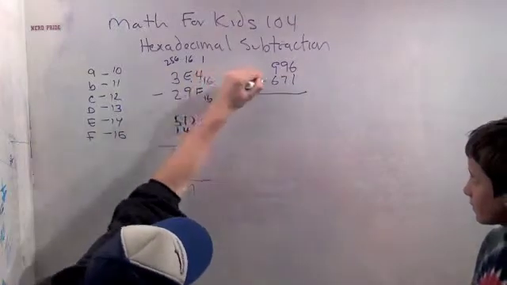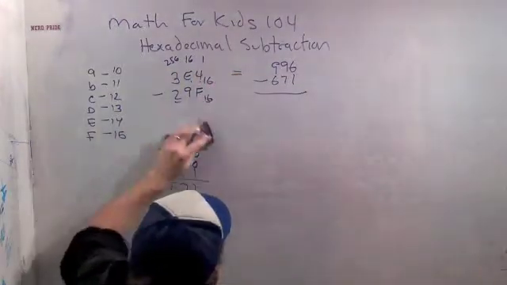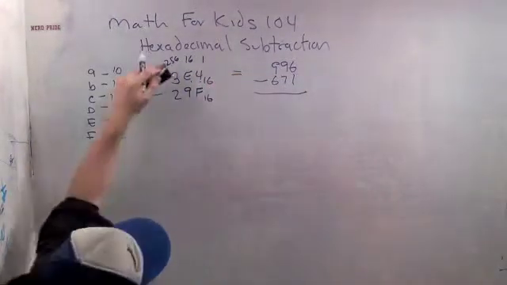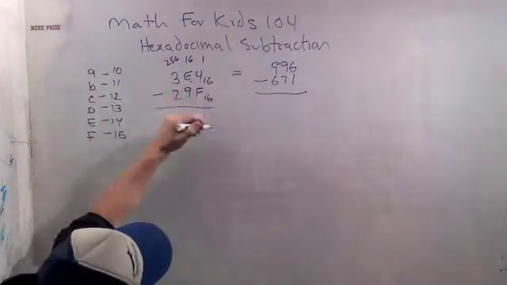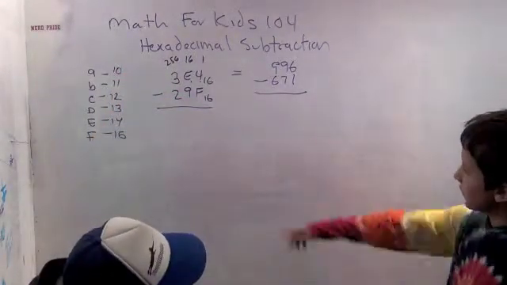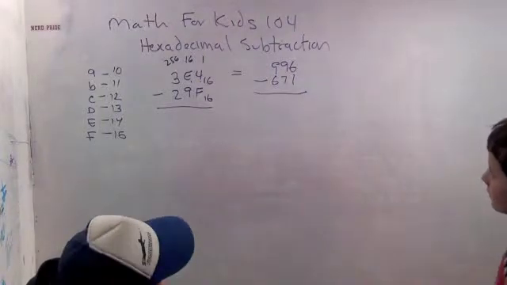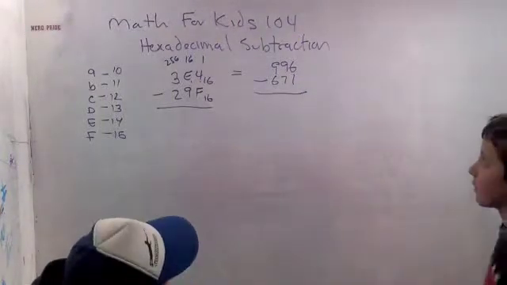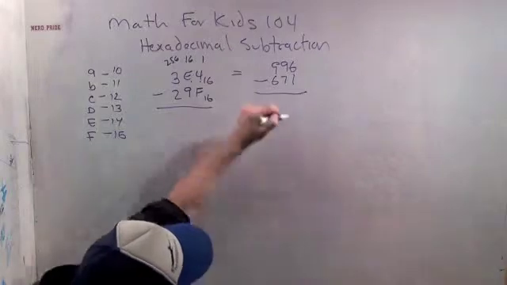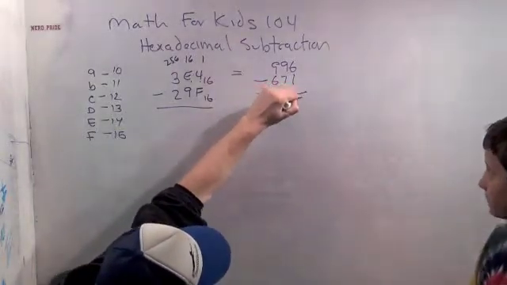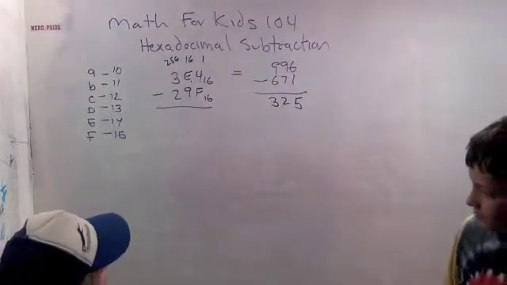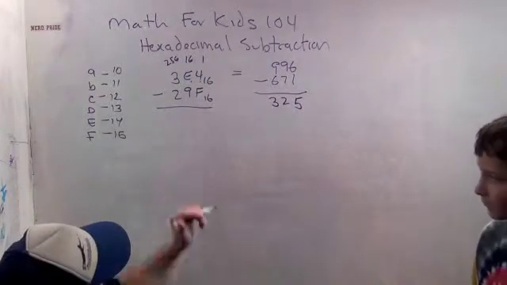Okay, so if we're going to subtract these numbers, we better get a hexadecimal number that equals what? That equals this subtracted, which is 325. Okay, so we're hoping we find a hexadecimal number that equals 325. Now, let's just go ahead and do it.